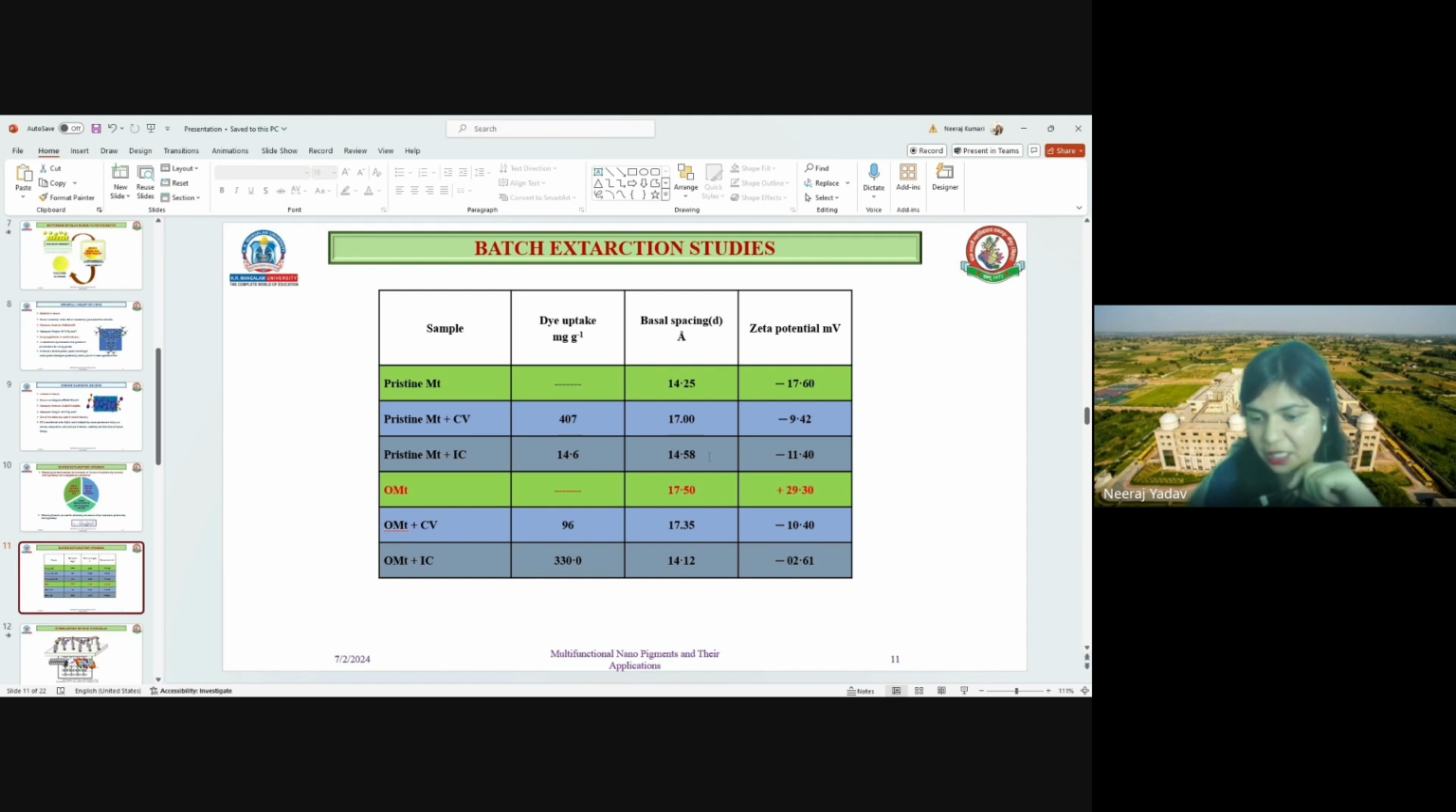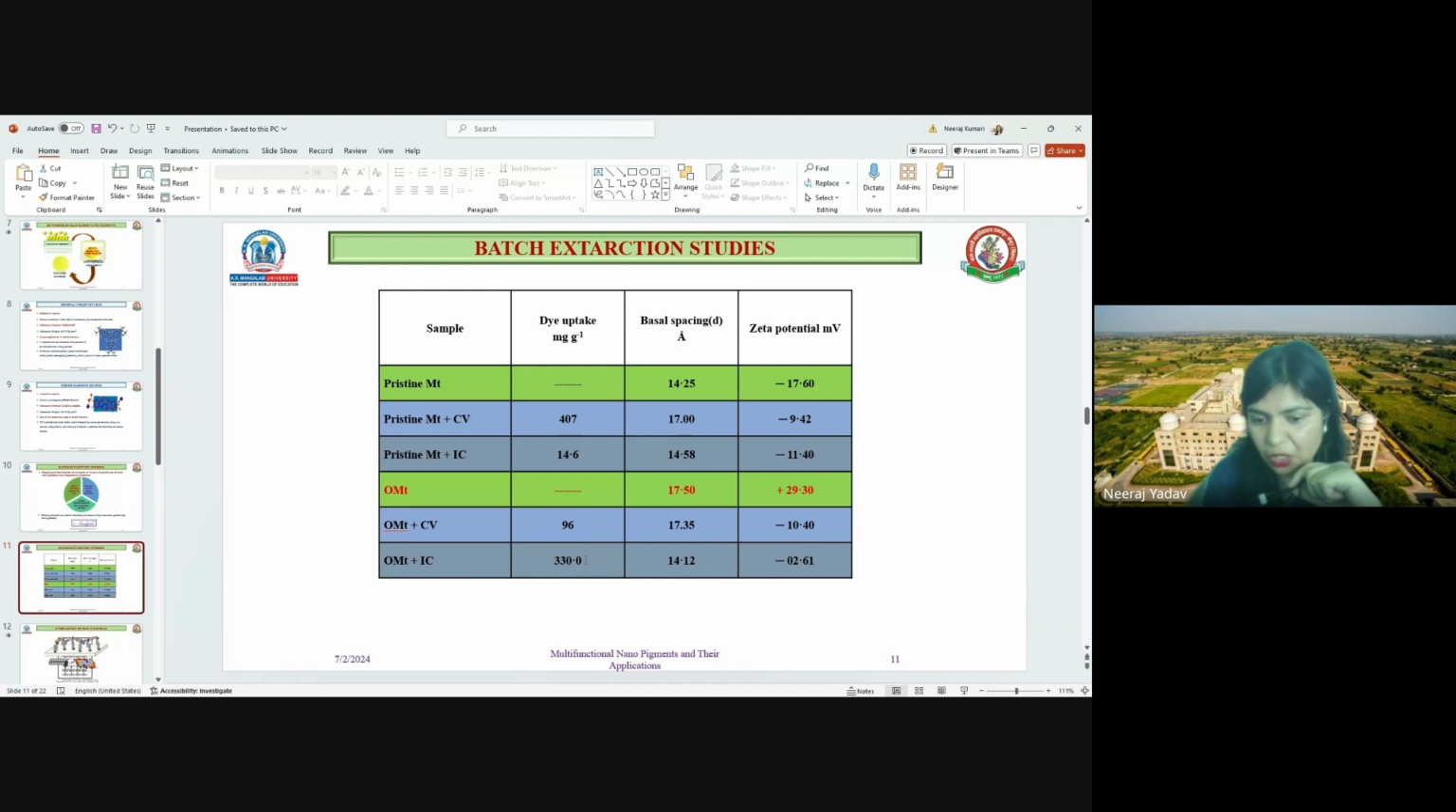And vessel spacing, there is no significant change found in the vessel spacing, and no significant change was found in the surface charge also. But in case of the organomontmorillonite, in case of the CV dye, adsorption generally reduced due to the cationic nature of the organoclay, because CPC is present on the surface, and because of this the surface of the organoclay became positively charged. So uptake of the dye was generally reduced.